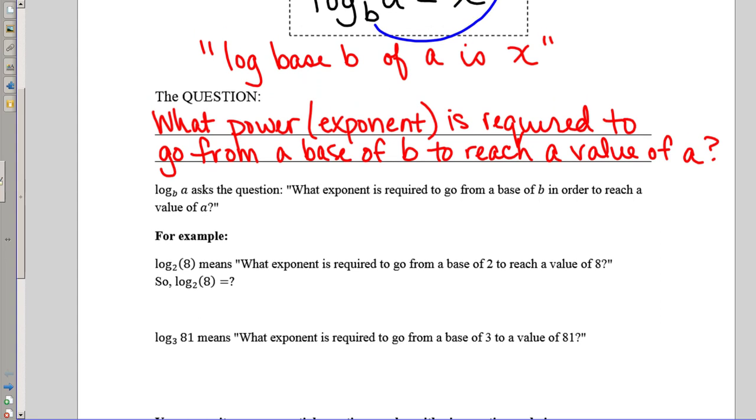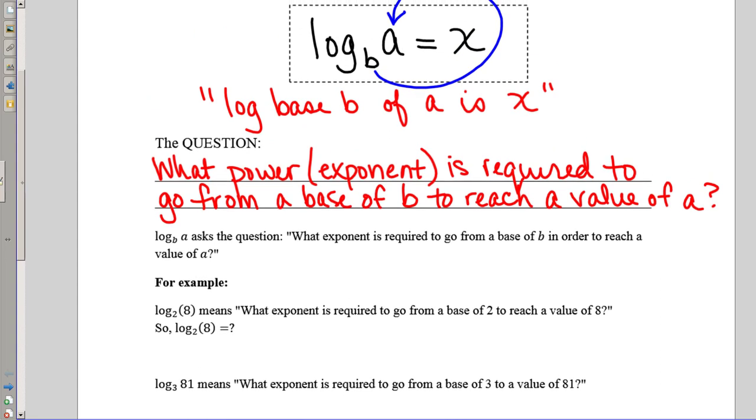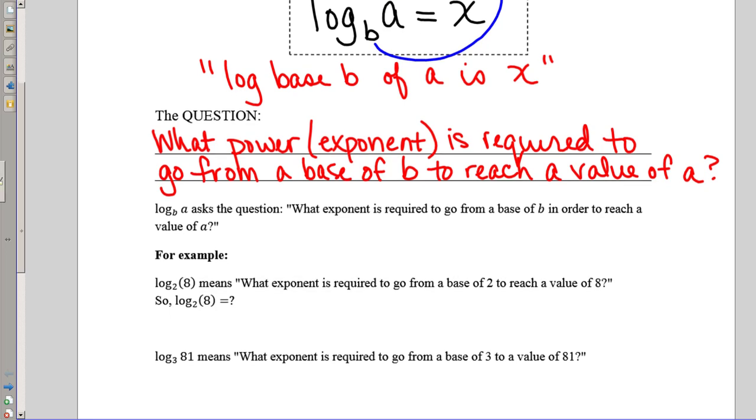So the log is the exponent. Log equals x, and x represents the power or exponent. So log base b of a asks the question, what exponent is required to go from a base of b in order to reach a value of a?